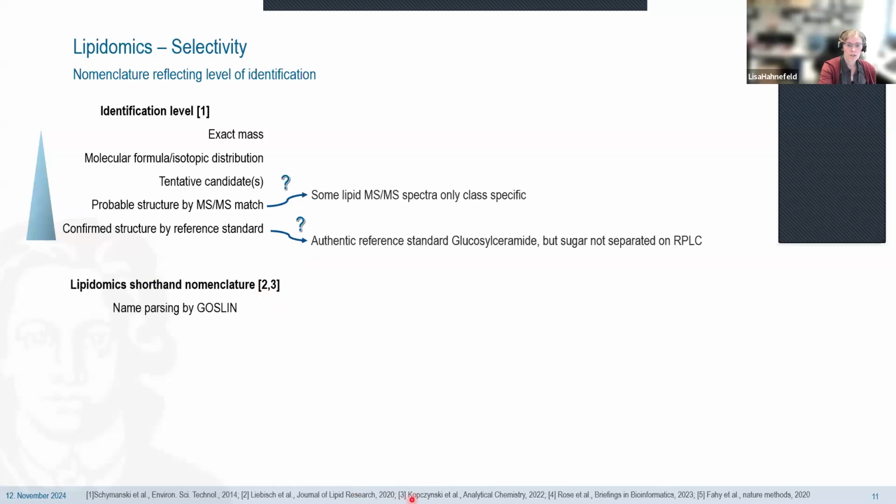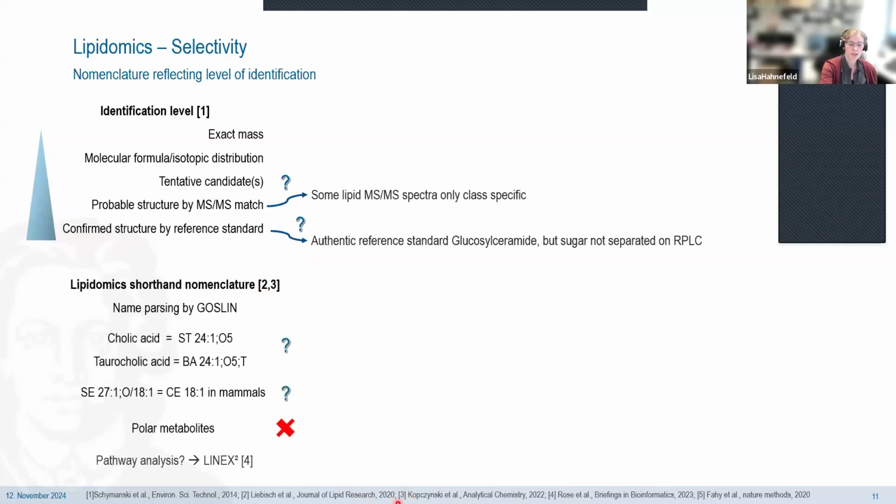So one approach to solve this was the lipidomics shorthand nomenclature. I can highly recommend using this to label your lipids, because it reflects your identification level quite well. And there's also the Goslin algorithm, which can be used for automatic name parsing and maybe translating some names from, let's say, older publications, and to assist you in this.